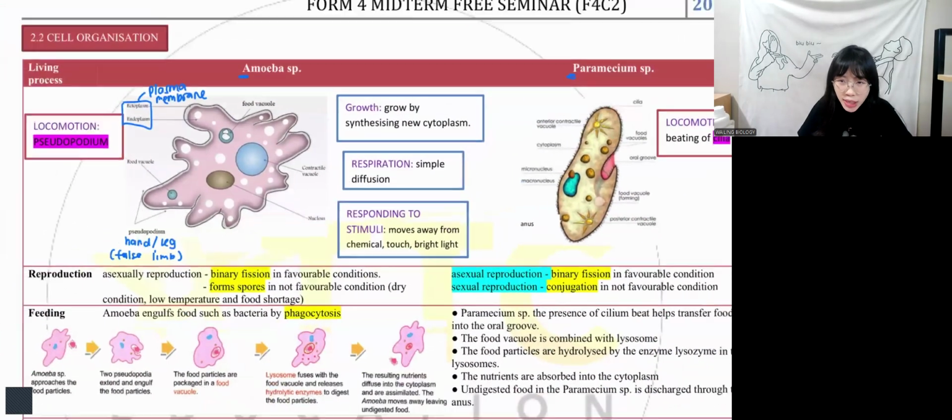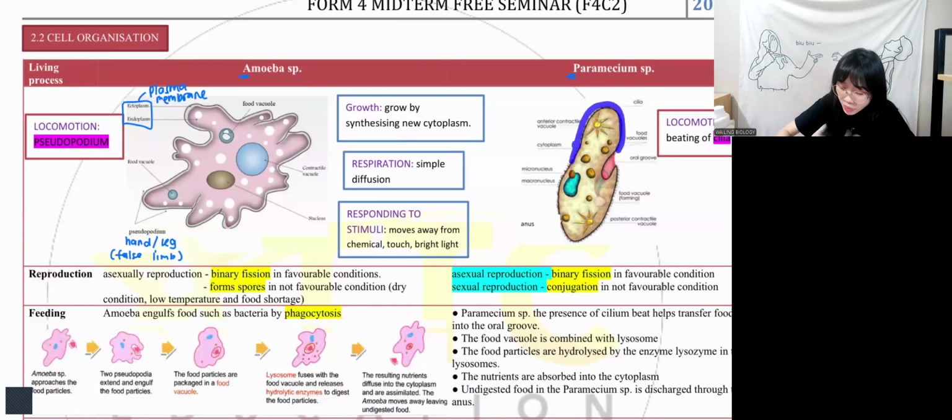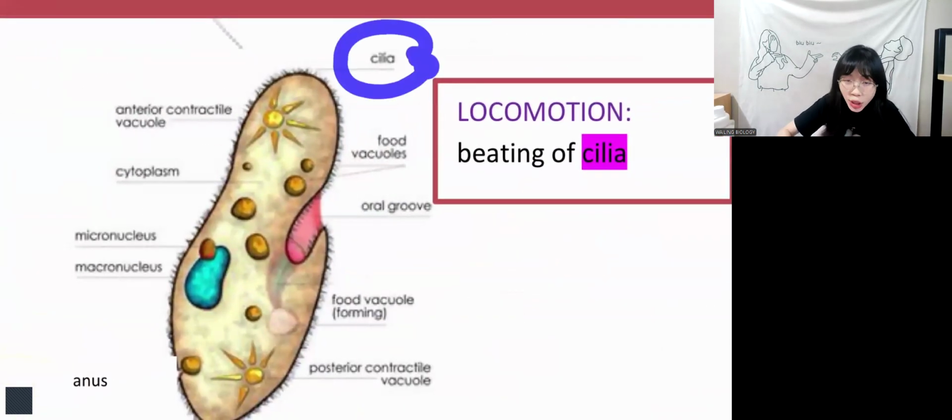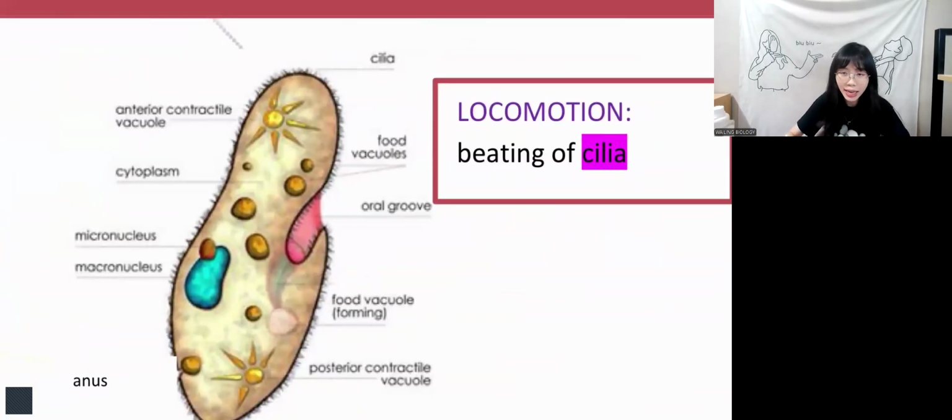For paramecium species, you got more things to label. They have a fixed shape. The outer layer, we also have plasma membrane, but they have this hair-like structure on the outside. It's called cilia. Okay, cilia is the hair-like structure. It's for them to move. It's called beating of cilia. So they'll move like that. It's called beating of cilia.